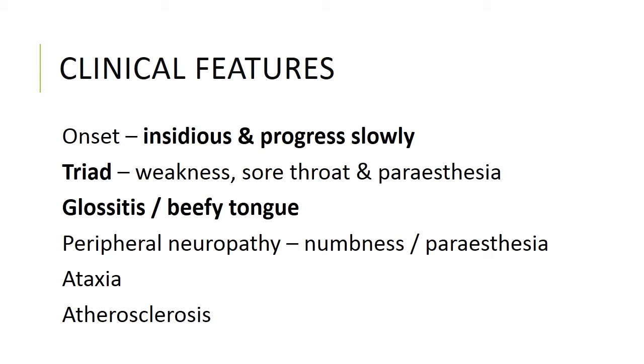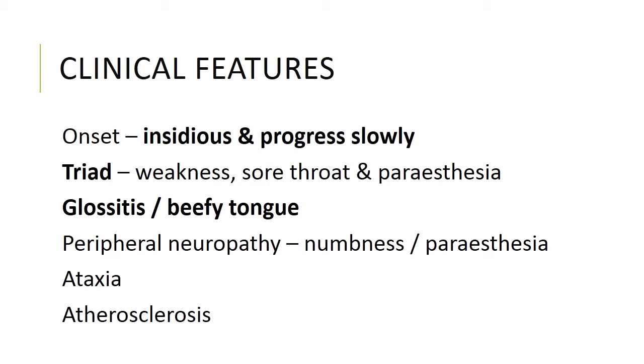Clinical features of pernicious anemia: the onset of this disease is insidious, that means it appears gradually and the progress is slow. There is a triad of features, that means three clinical features can be seen together: weakness, sore throat and paresthesia. Paresthesia means a tingling or pricking sensation. Sore throat means irritation in the throat. Glossitis, that is inflammation of the tongue or beefy tongue, will be seen. Peripheral neuropathy will be there because of this. Numbness and paresthesia also will be seen.